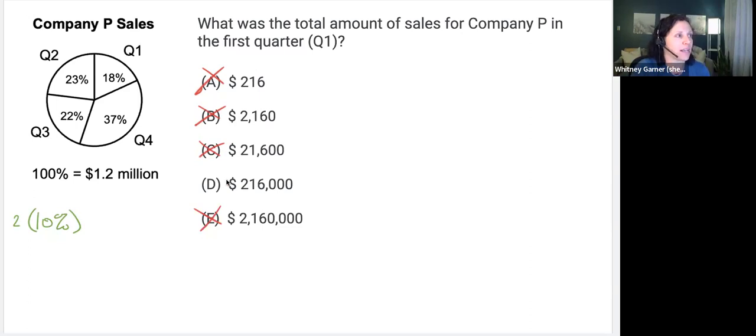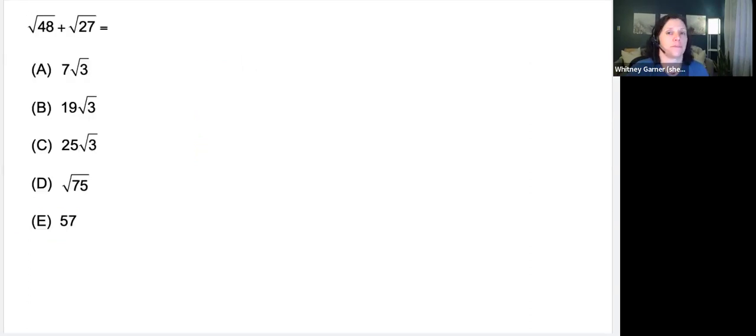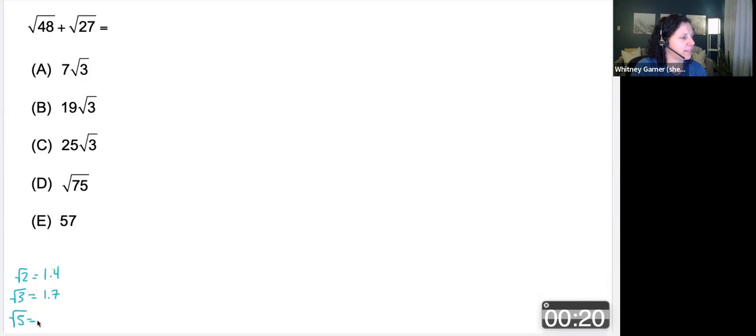Another way that we can use estimation, and it gets used quite frequently, is in the world of roots. So give this question a try. And I should note that you should memorize your roots. Square root of 2 is 1.4. Square root of 3 is 1.7. Square root of 5 is 2.2. And anything else is just nearby another known root.